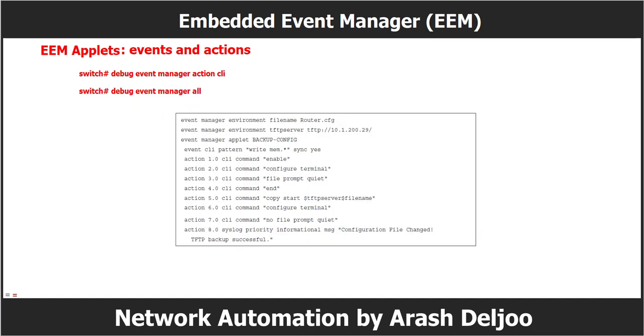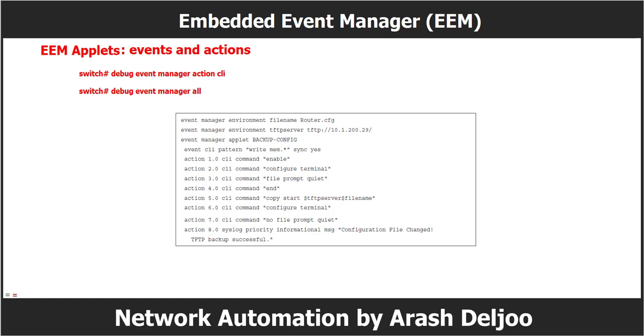For troubleshooting purposes, using the debug event manager all command shows all the output for the configured action while the applet is being executed. For instance, it shows the same output as shown in the previous example, but includes more detail on all the other actions.